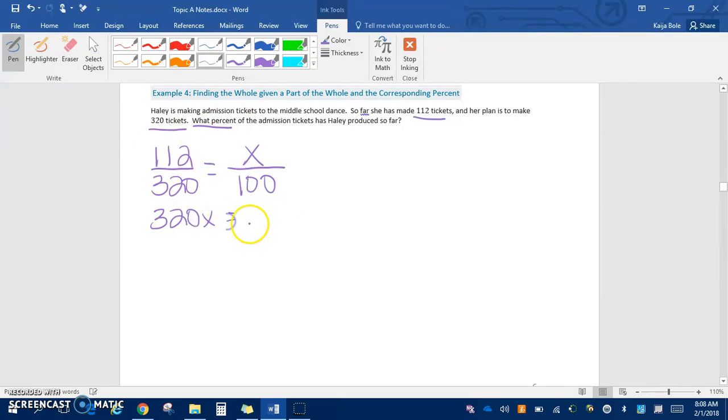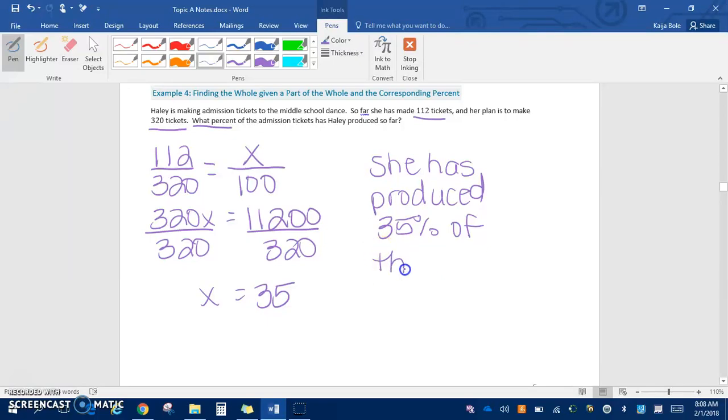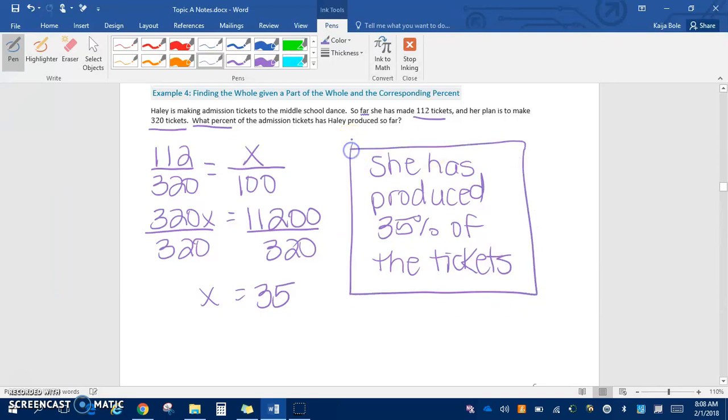320x equals 112 times 100, so 11,200. Divide by 320 on both sides, and we get that x equals 35. So to answer the question though, we would say that she has produced 35% of the tickets. So don't forget to include that percent part. If you just say 35, then that's not actually answering the question.